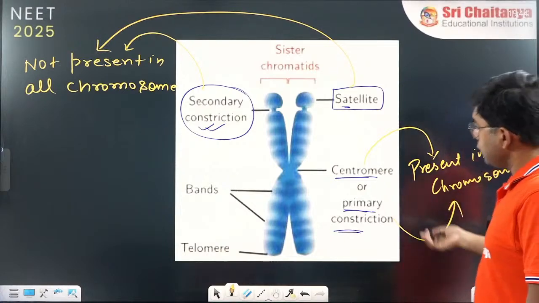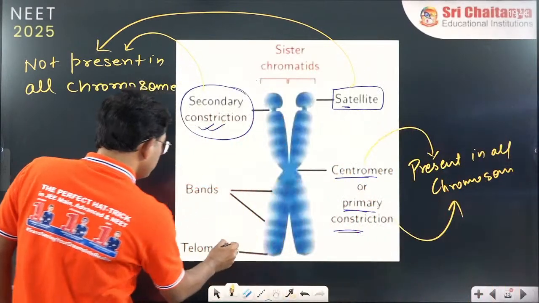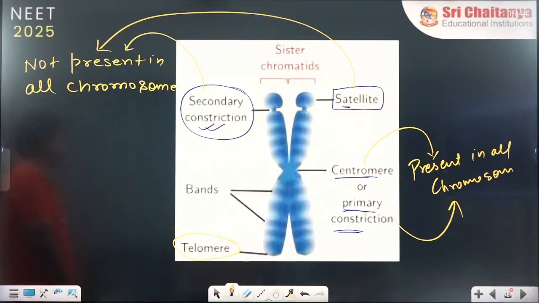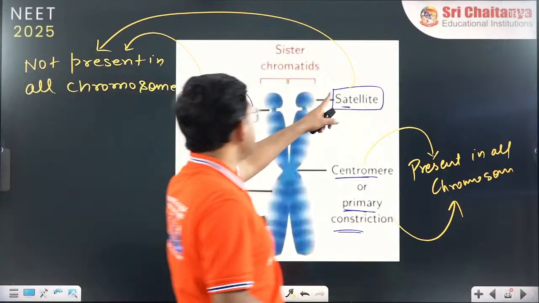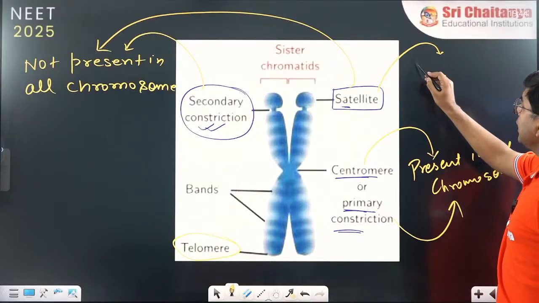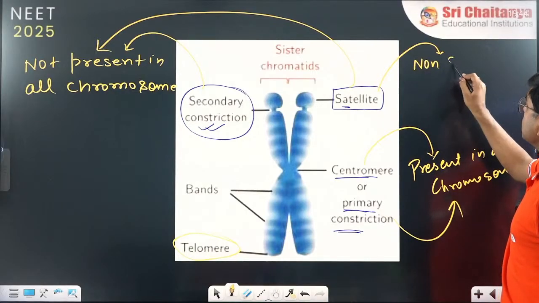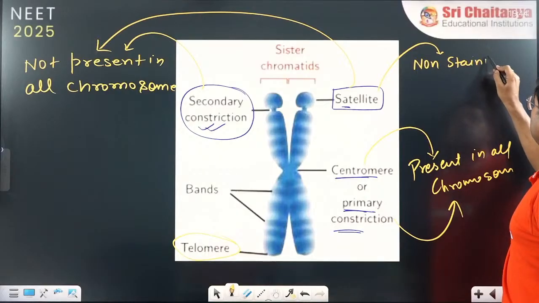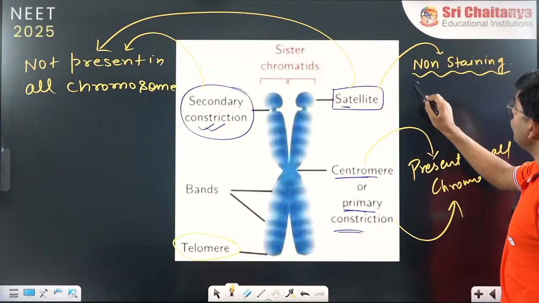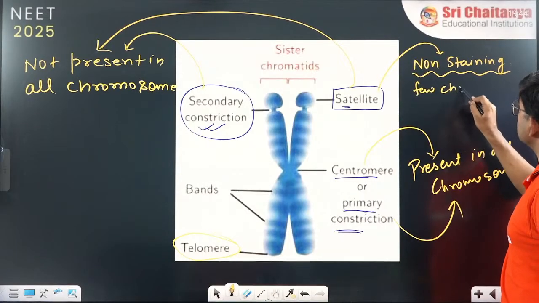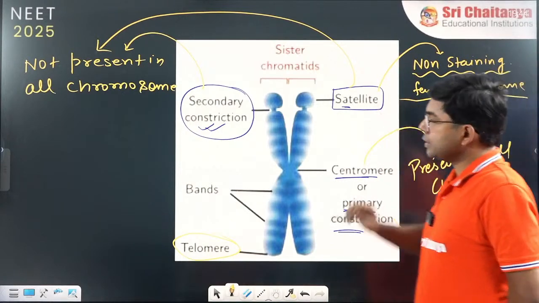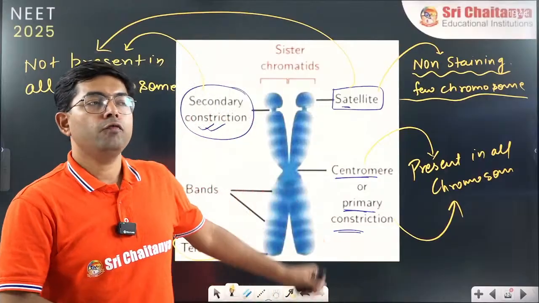Primary constriction, also the centromere. Then you see telomere, we have just seen that telomere is the end of the chromosome. So this point is clear. So this satellite has certain character. It is a non-staining structure, and it is present in few chromosomes, not all chromosomes.